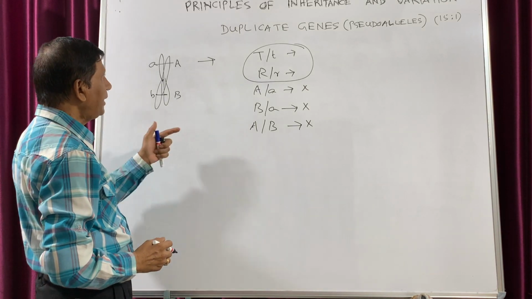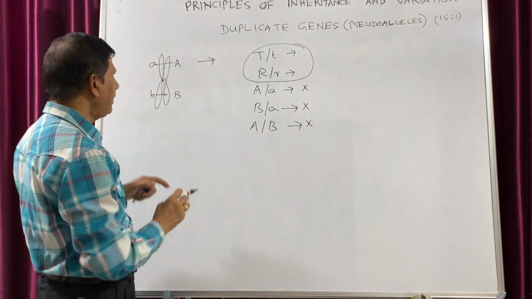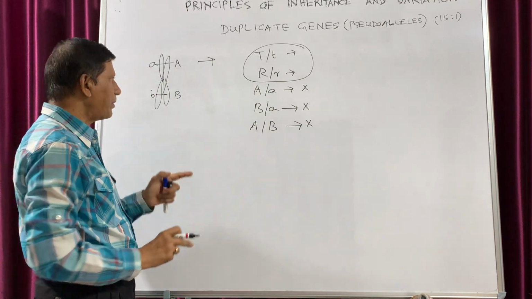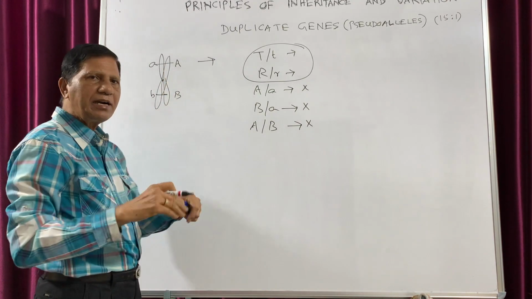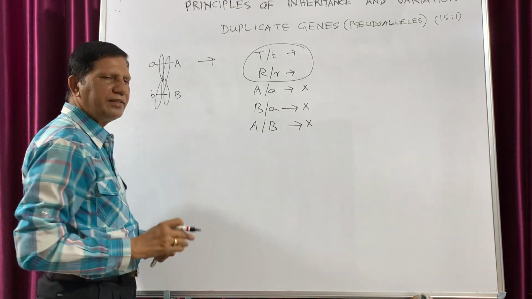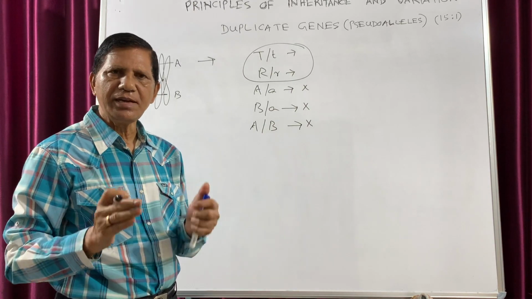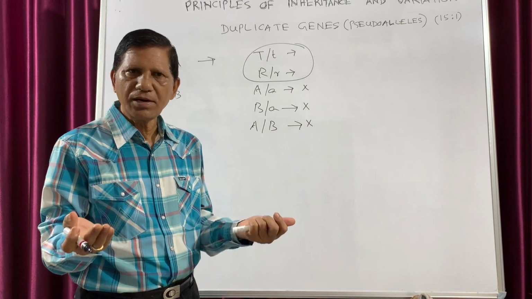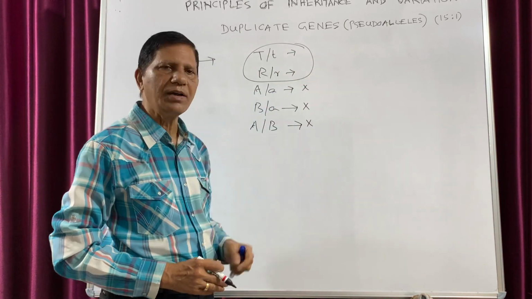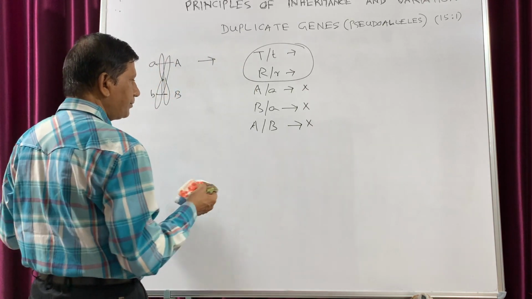And why is it known as pseudo-alleles? Pseudo means false. Usually the two alleles of a particular gene produce a particular character. But here the genes are present at different loci, but they produce the same character. That is why they behave as pseudo-alleles. That means they behave just like alleles, but they are not true alleles. That is why duplicate genes are also known as pseudo-alleles. So let us give examples.